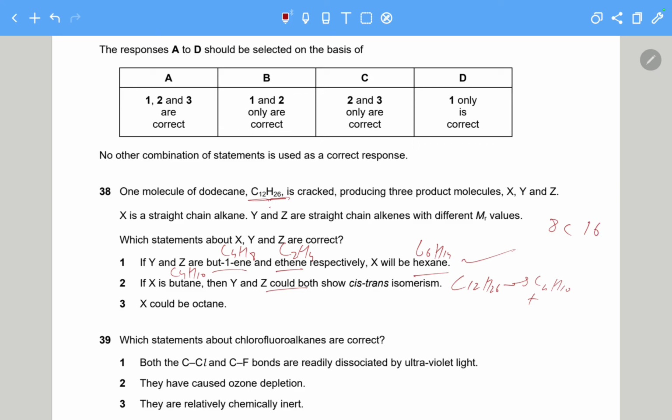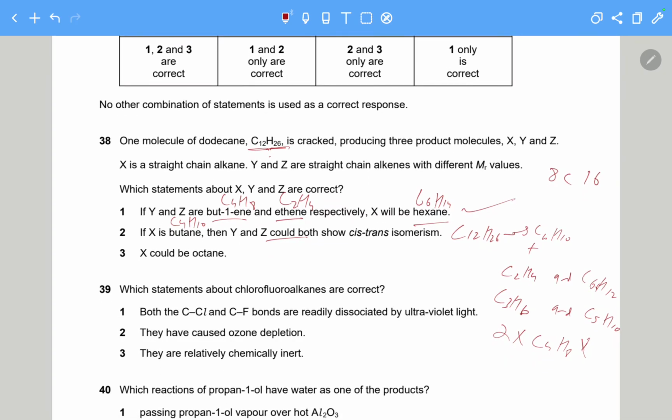So we can have some combinations here. For example, C2H4 and C6H12, or we can have C3H6 and C5H10, or we can have 2 times C4H8. Now the last one, 2 times C4H8, is not possible, because Y and Z have different Mr values, so both can't have C4H8 as a formula.